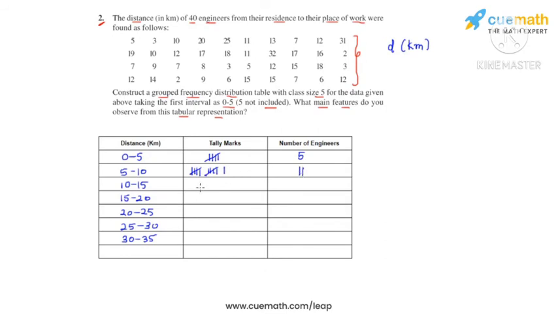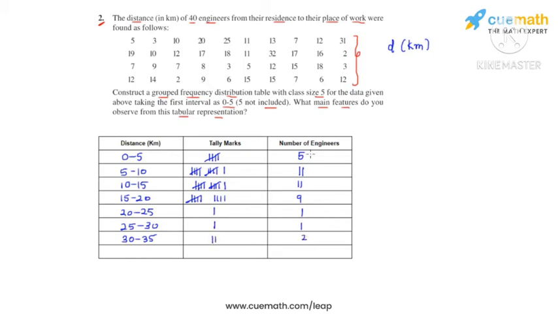Again, in the class interval 10 to 15, we have 11 engineers. So we again write the tally marks for them, and we write the frequency. In the class interval 15 to 20, there are a total of 9 engineers. So we write the tally marks and we also write the frequency for it. Similarly, for the rest of the 3 classes, we will be writing the engineers that are falling into that class interval, and we'll be writing their frequencies as well.